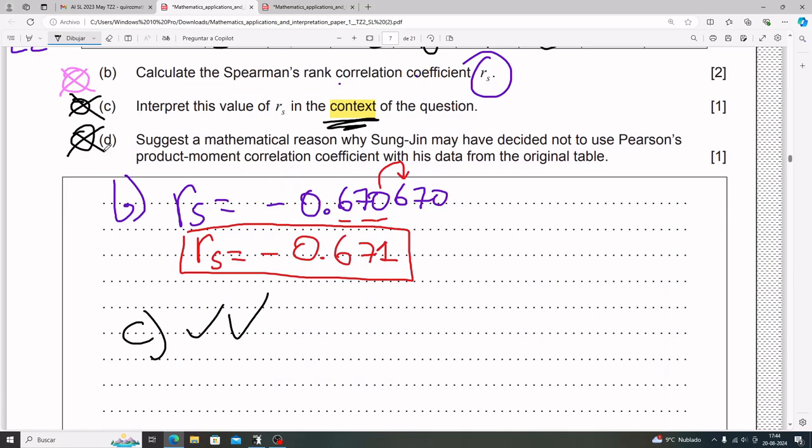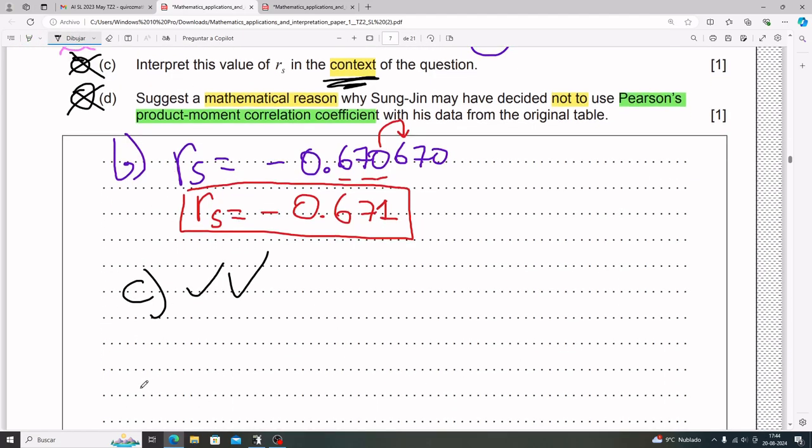And last but not least, we have the monster of a problem, part D, which says, suggest a mathematical reason for why Sungjin may have decided not to use Pearson's product moment correlation coefficient with his data from the original table. Guys, part D is awfully specific. I'll be honest, this is the kind of thing that you either know or don't know, period. Okay? Let me give you a little bit of context.